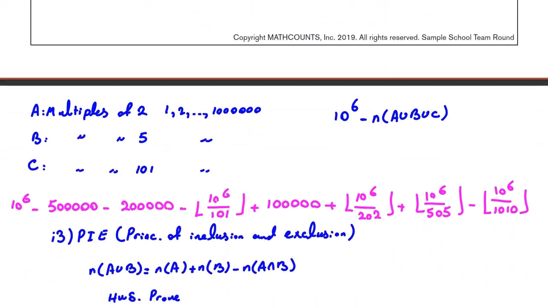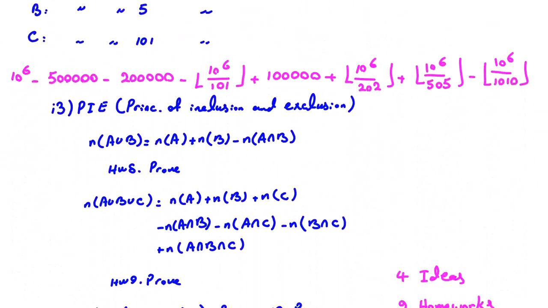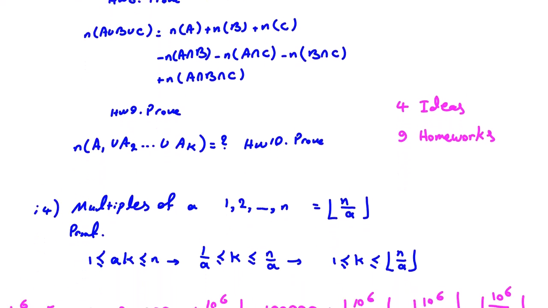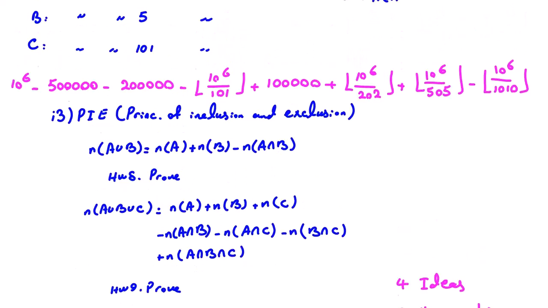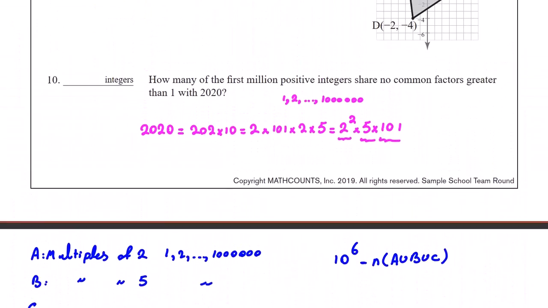Last problem of this part, team round. I will tell you the principle of inclusion and exclusion in this part, and also the general form of PIE. You can do it as homework.